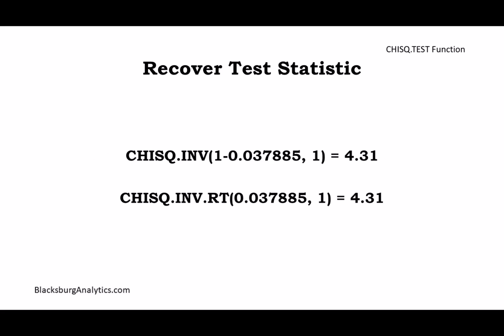The value returned by CHISQ.INV is 4.31, which is the calculated chi-square statistic. The input to the right tail function, CHISQ.INV.RT, is the p-value returned by the chi-square test.